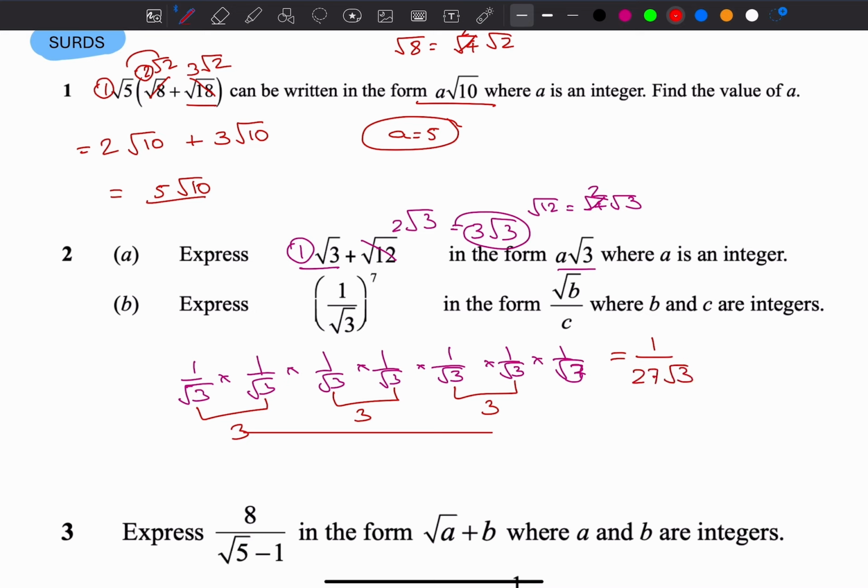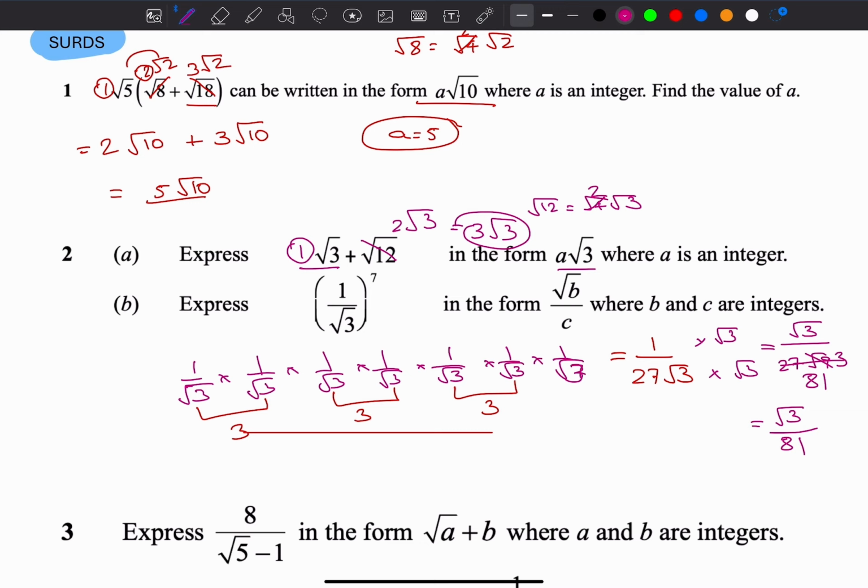But you still have to rationalize this. So what is the square root on the bottom? It's root 3. Times it by root 3 to rationalize it. 1 times root 3 is 1 root 3, but we just write root 3. Looks nicer. The 27 doesn't get multiplied. Root 3 times root 3 is root 9, and root 9 simplified is 3. 27 times 3 is 81. So this is basically root 3 over 81.